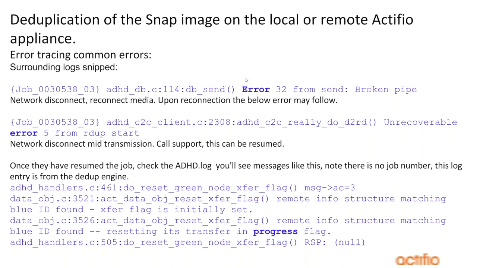Now, the second one down, it sounds super scary, but it really isn't. The super scary part is that last bit: unrecoverable error 5 from RDUP start. Let me tell you what this actually means. You were doing a remote dedupe job. In the middle of your remote dedupe job, the interface went down for long enough that the network session got terminated. Now, if you see this error message, I would ask that you don't go any further.